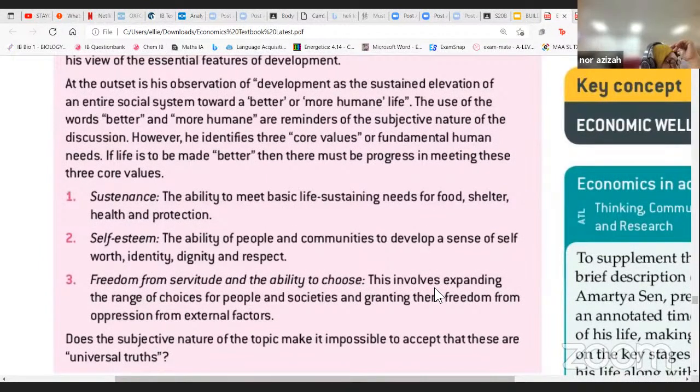How do you discuss that the subjective nature of the topic makes it impossible to accept these as universal truths? So in your TOK, how are you supposed to approach that? Jawapannya, ya ke tidak ke?